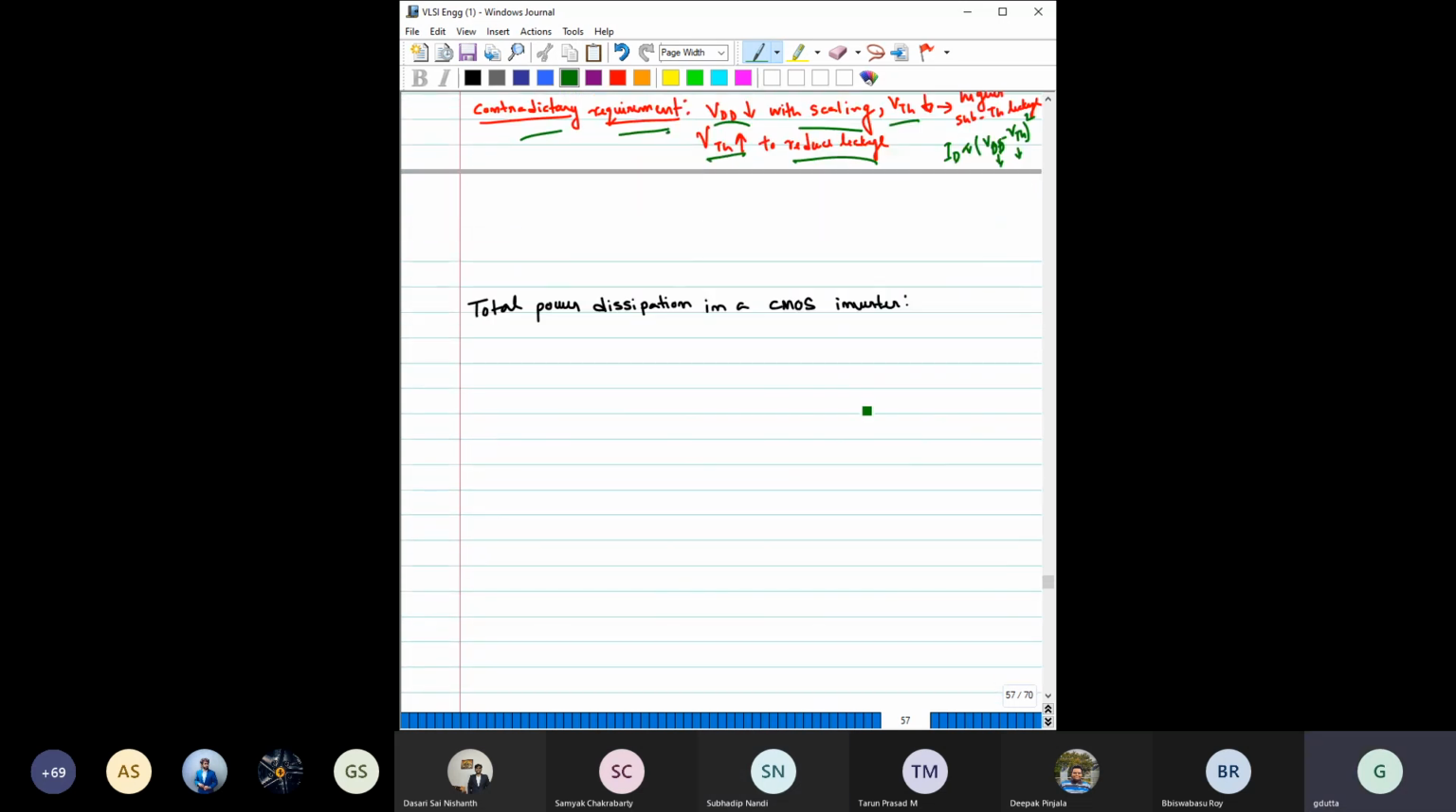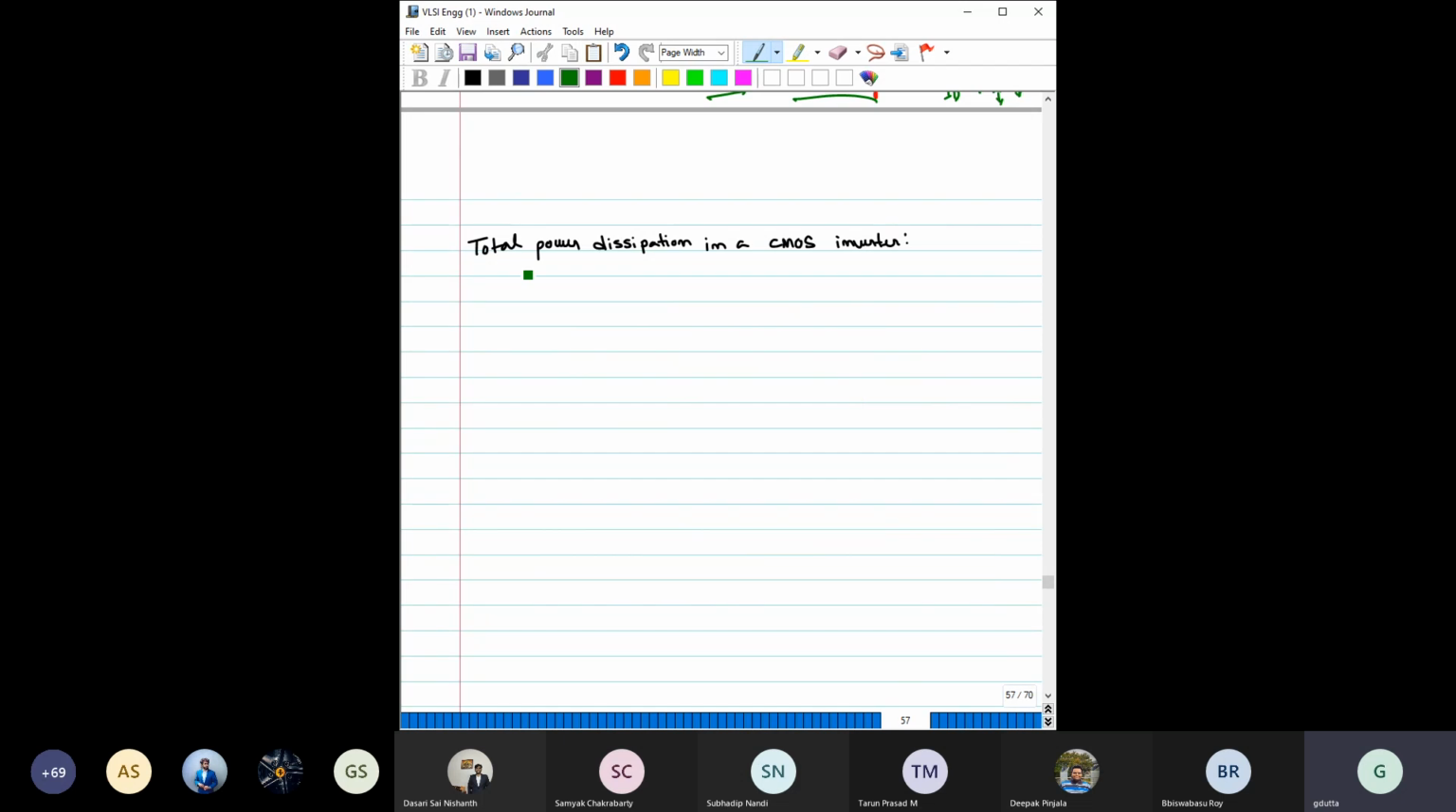Okay, thank you. Then what would be the total power dissipation? That is quite easy, right? So P total would be this P dynamic power dissipation, then P direct path power dissipation, then P static power dissipation. This is the static, this is direct path, and this is dynamic, right? And this would be the major component for typical CMOS design.